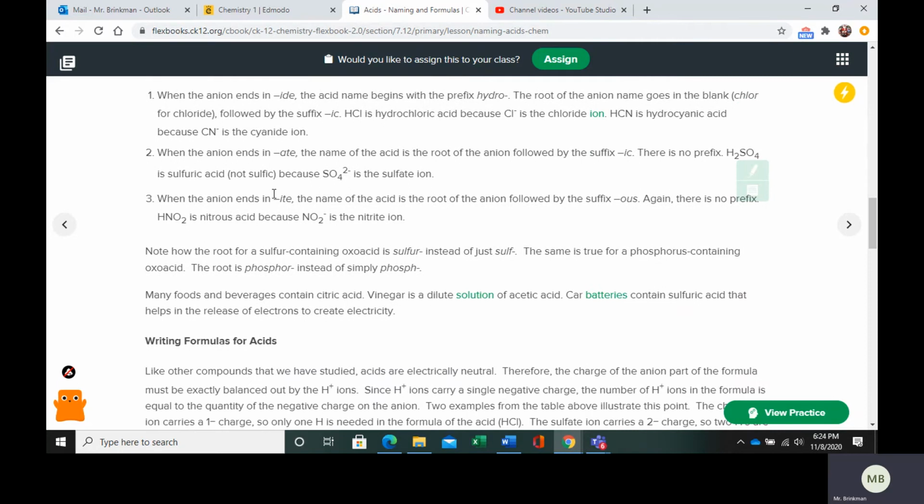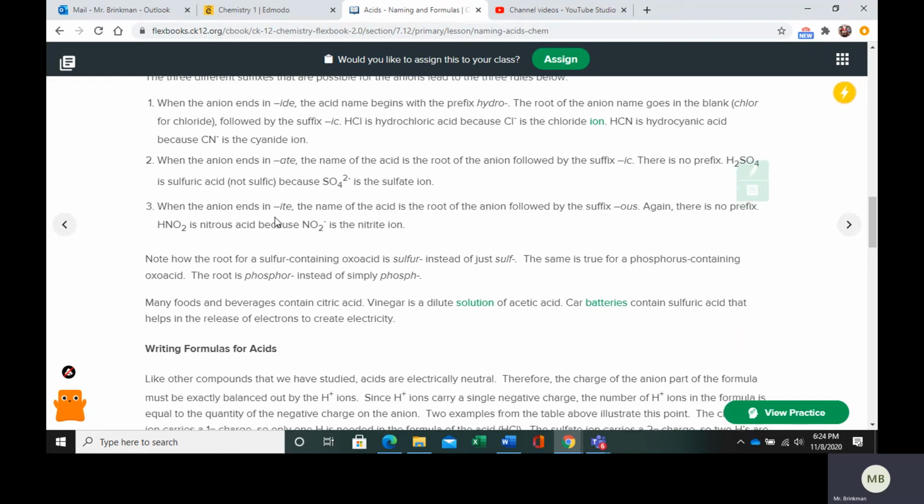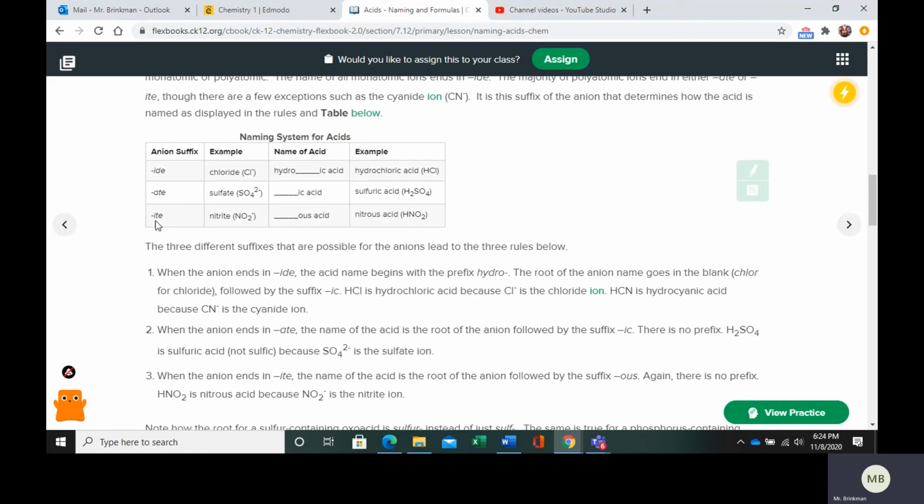When the anion ends in "ite," the name of the acid is going to be the root of the anion, followed by the suffix "us." No prefix, no hydro. So HNO2 is nitrous acid. It has the nitrite ion, it has the "ite" suffix. So it has the root, the niter, and it makes nitrous acid.